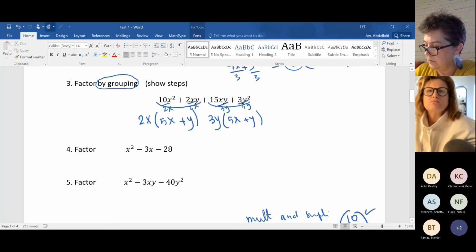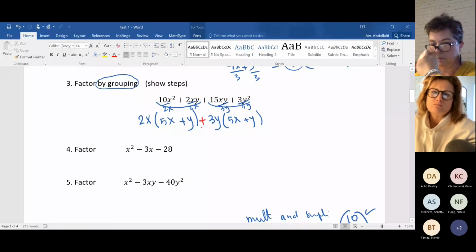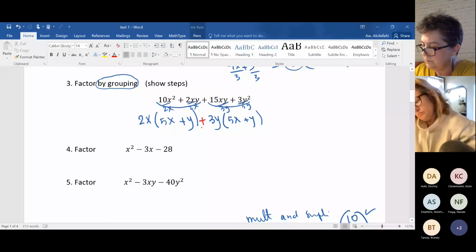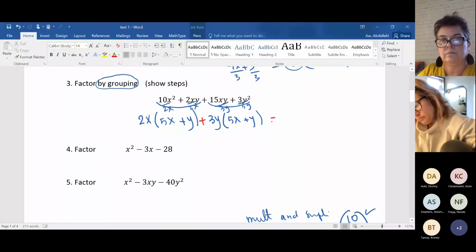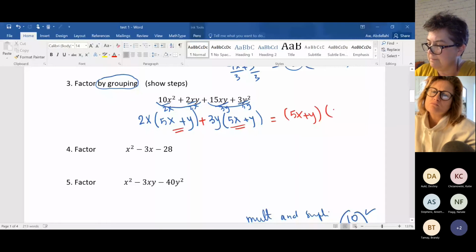When you grade, you're going to be lenient. You say, okay, you know, it's plus. But please put the sign, right? The sign is very important to put. Now I have a common factor, which is 5x plus y. It's going to be 5x plus y, parentheses 2x plus 3y. Okay? That is factored by grouping. We did that like 2 months ago, right?